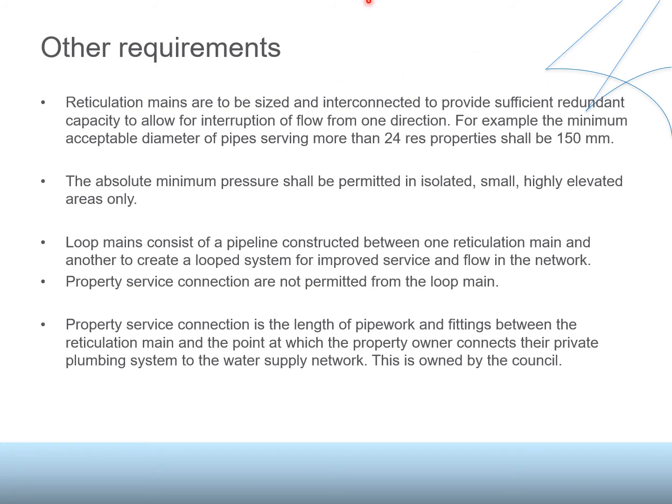The loop main consists of pipeline constructed between one reticulation main and another to create a loop system for improved service and flow in the network. And one thing to remember, you cannot connect directly from the loop mains. The last one is the pipe connection from reticulation main to the water meter is the property of the council. So you need to make sure that when you design the system, you assume that the pipe connection from the reticulation main to the water meter is the property of the council.